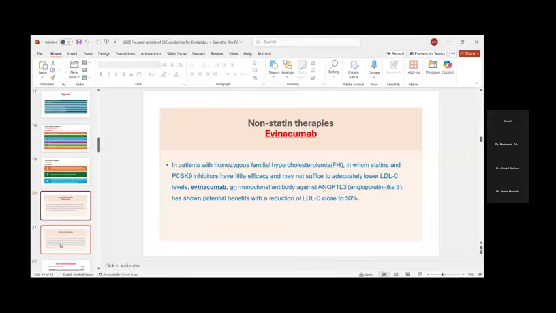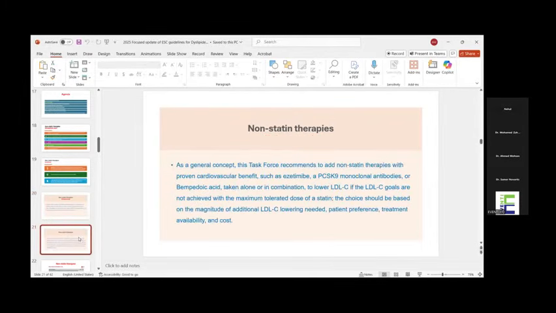The third one is evinacumab. Evinacumab is a monoclonal antibody used in patients with homozygous familial hypercholesterolemia, in whom statins and the PCSK9 inhibitors have little efficacy and may not be sufficient to adequately reduce the LDL cholesterol level. And it can reduce the LDL cholesterol level by about 50%, so it is a very effective drug.